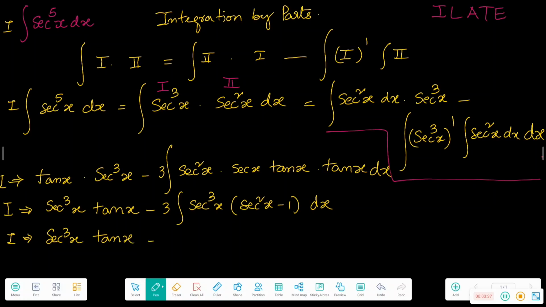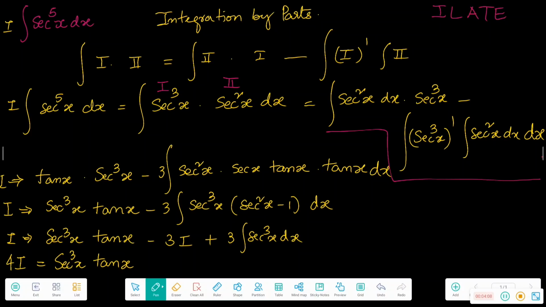secant cube x into secant square x is secant power 5x, which is our I. So we can say minus 3I plus 3 integral of secant cube x dx. This minus 3I we can take to that side and write 4I equals secant cube x tan x plus 3 integral of secant cube x dx.